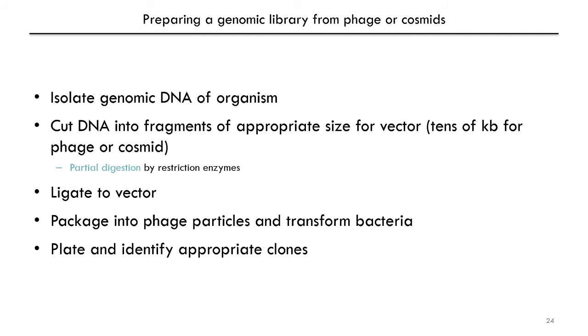If you are going to prepare a genomic library to clone into a phage or Cosmid, what you would do is isolate genomic DNA of the organism, and then cut it into appropriately sized fragments depending on the vector. So if we're talking about lambda phage or Cosmids, then this will be tens of thousands of base pairs. Then you would ligate the cut fragments into your vector. So how do we get fragments of the appropriate size? We can use restriction enzymes to cut the DNA.